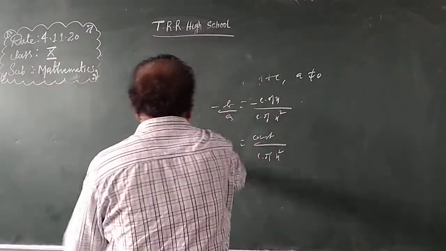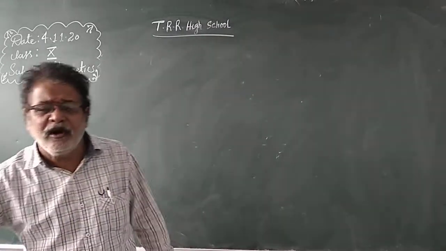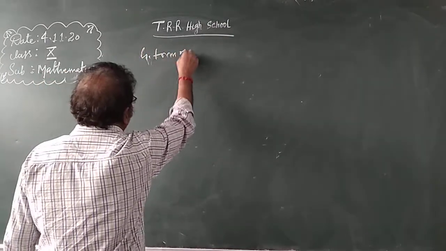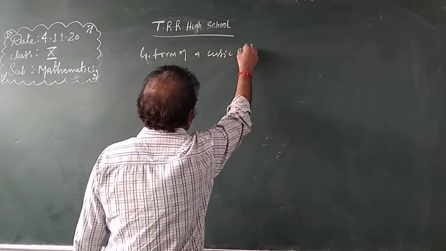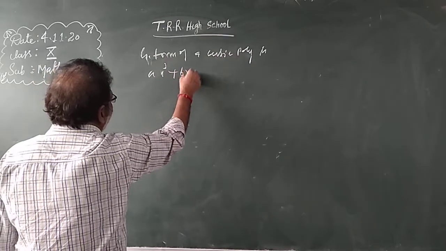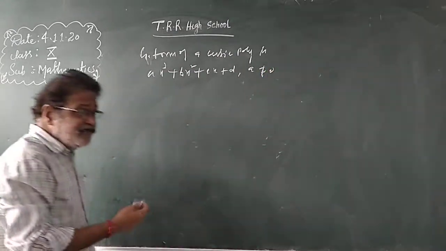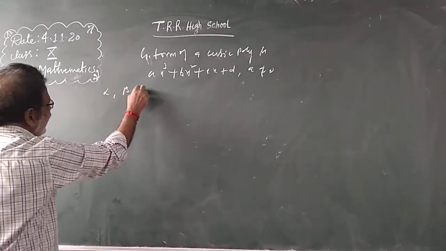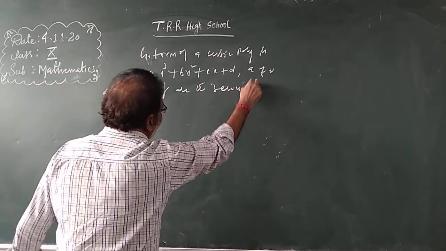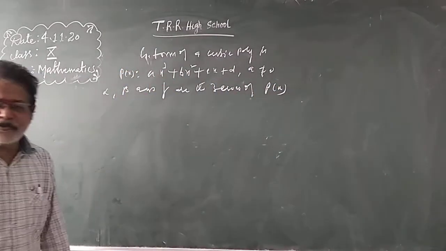So today let us verify for a cubic polynomial. What is the general form of a cubic polynomial? The general form of a cubic polynomial is ax cube plus bx square plus cx plus d, where a is not equal to 0. Alpha, beta and gamma are the zeros of p of x. P of x means ax cube plus bx square plus cx plus d.